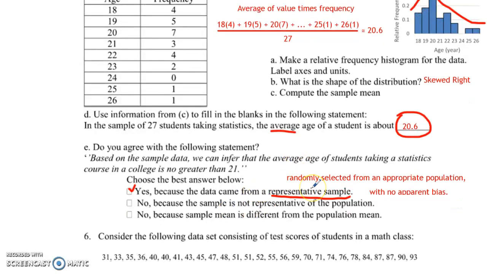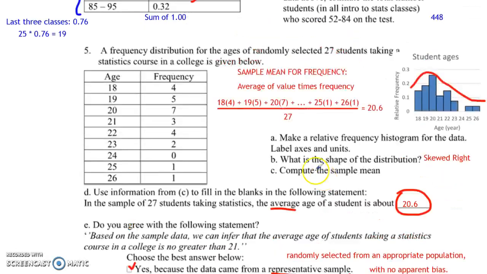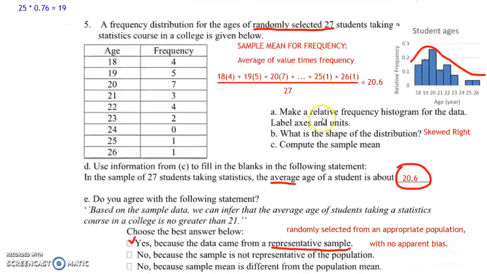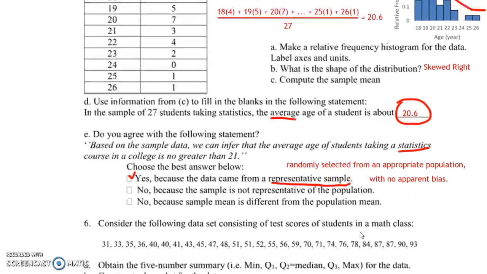The data comes from a representative sample. In this case, it says we randomly selected 27 students taking a statistics course. So random eliminates the bias, and the appropriate population, we're making a guess about statistics students taking a statistics course. And these folks are all taking a statistics course. So it is an appropriate sample.